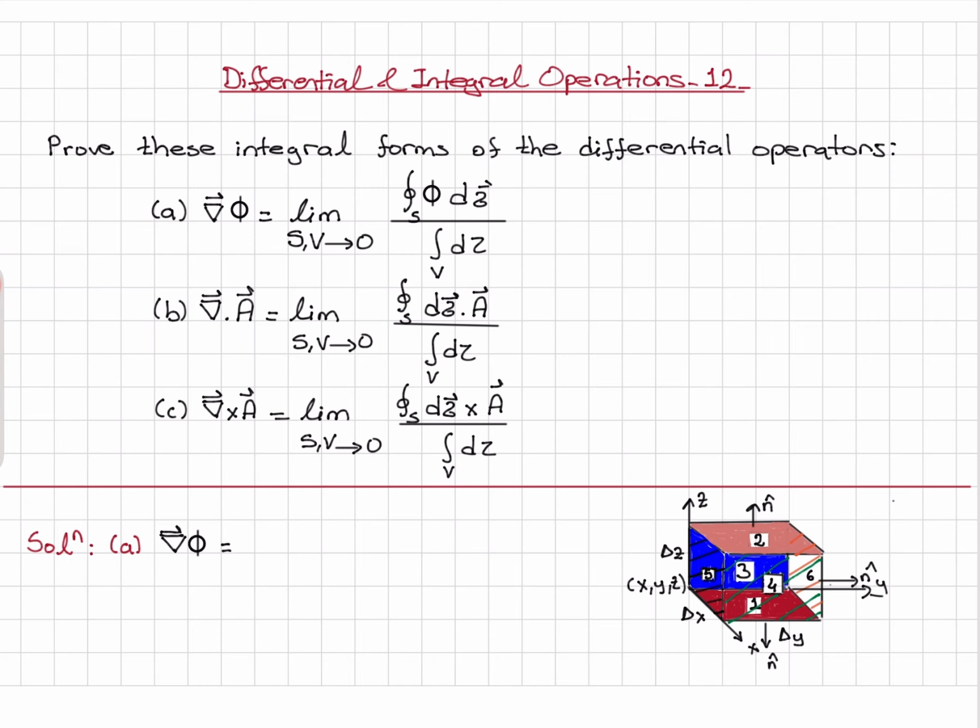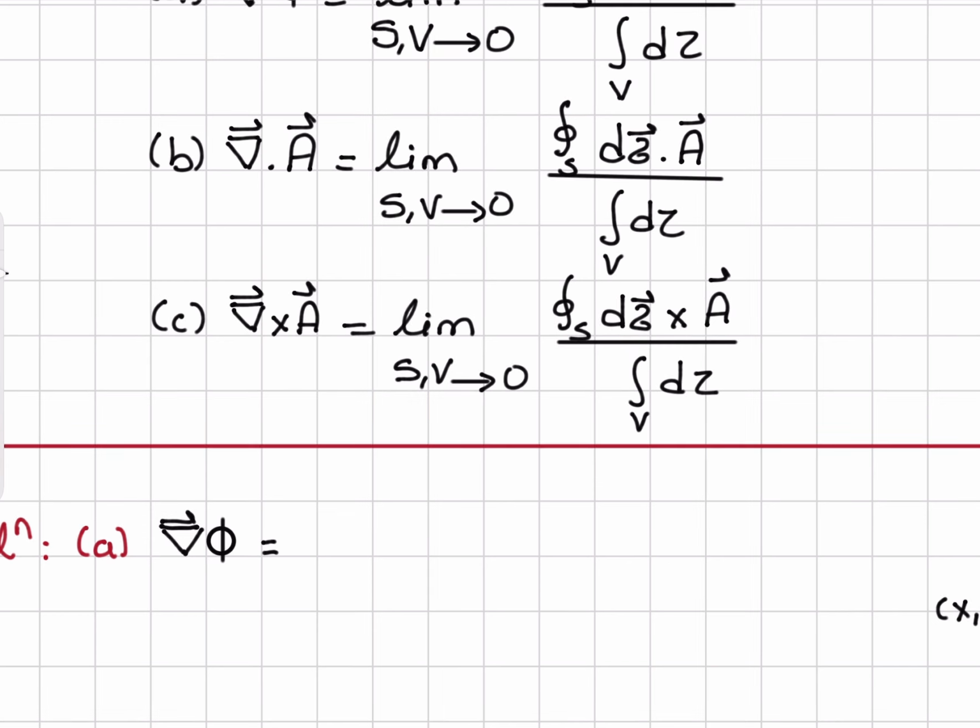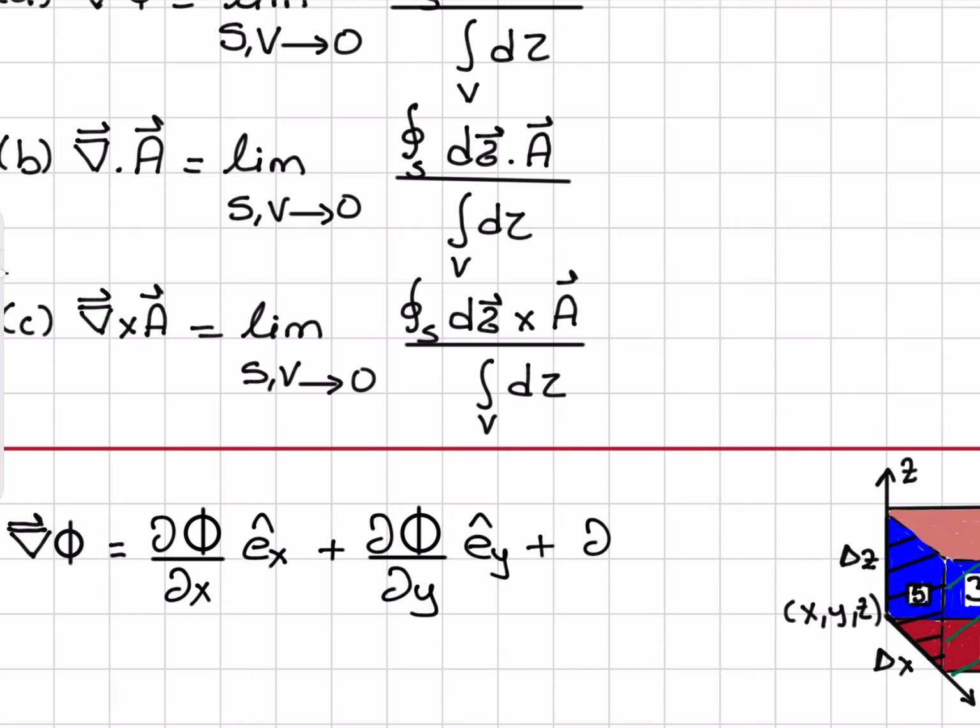Now let's recall the gradient operator. So the gradient operator applied to a scalar function phi gives us del phi del x in e_x hat direction plus del phi del y in e_y hat direction plus del phi del z in e_z hat direction.